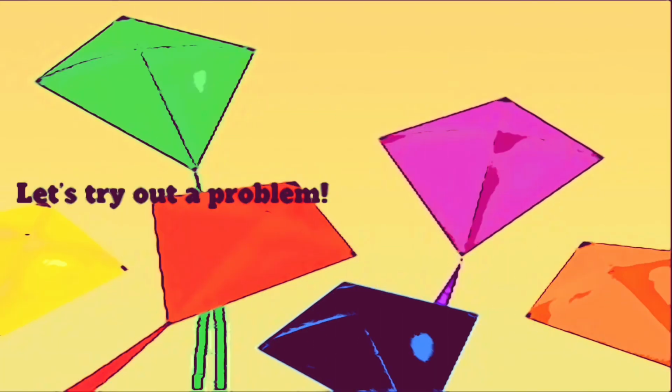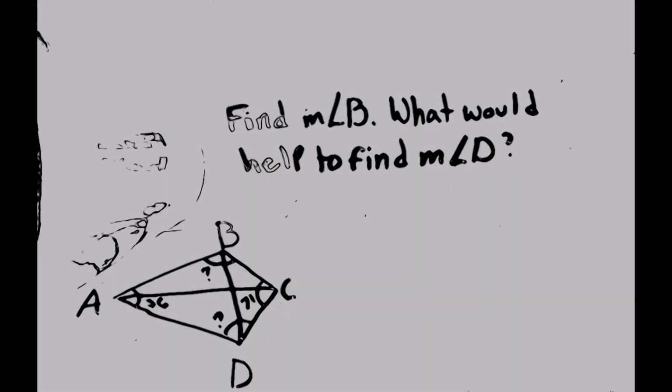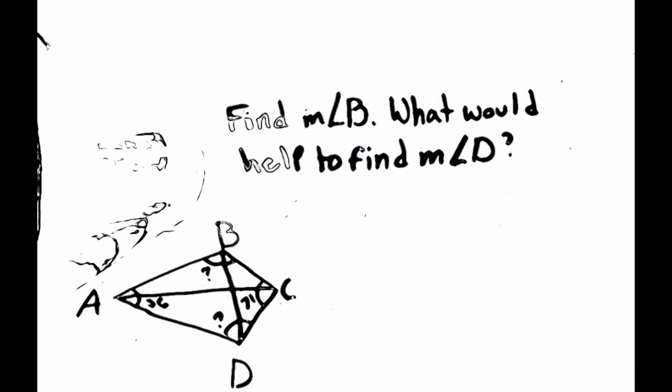Let's try out a problem. Our first problem is find the measure of angle B. What would help to find the measure of angle D? So we're first going to start off with finding the measure of angle B. And we would do that by adding 71 plus 36 and then adding two x's, which equals 360. So let's draw that out.